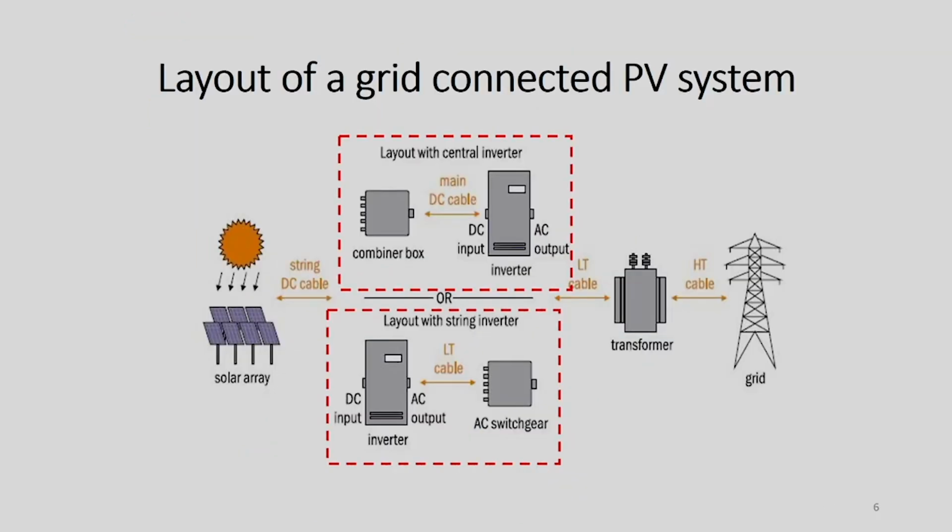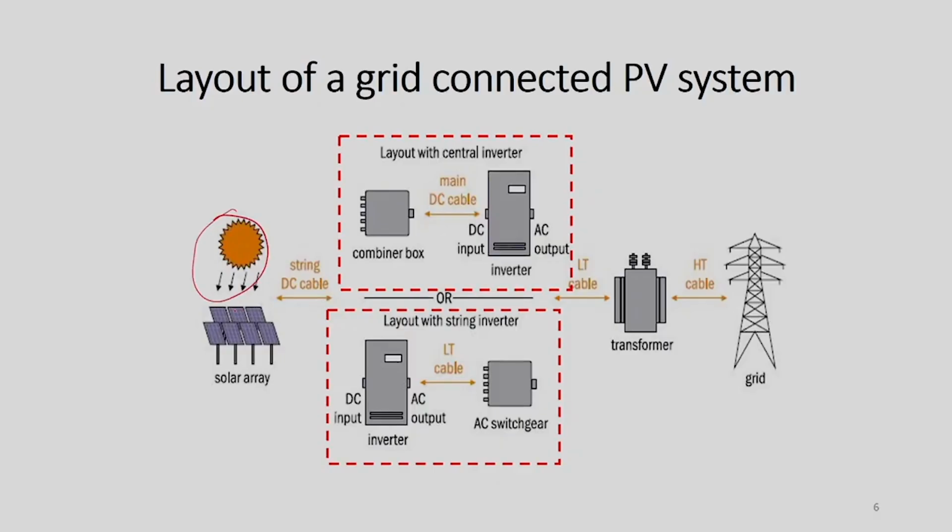Now, this figure shows the layout of a grid connected PV system. As we have discussed, the energy from the sun is received by this PV array, and after generating current, that has to be transferred to this inverter. Different kinds of inverters are there, we will discuss them in the coming slides. If we use a central inverter, then this DC current will connect to this combiner box, then it goes to the inverter.